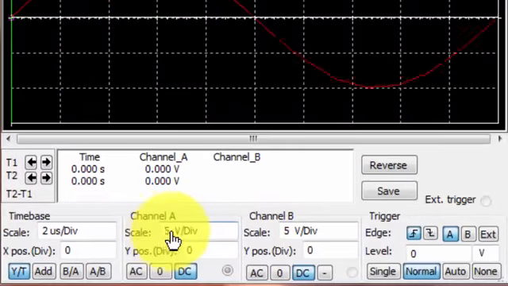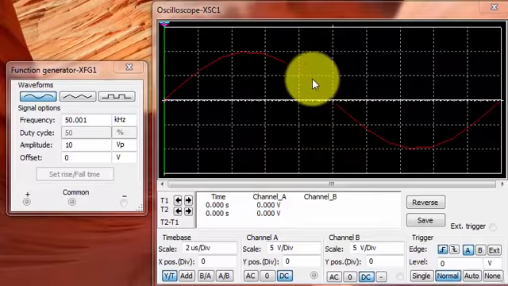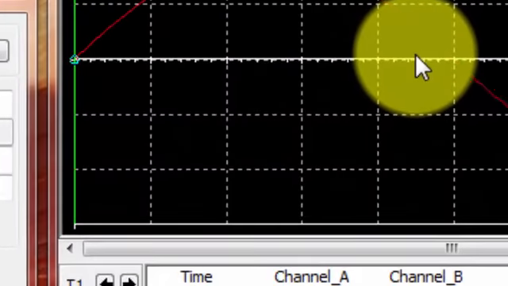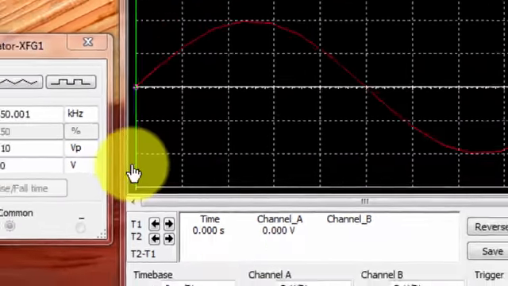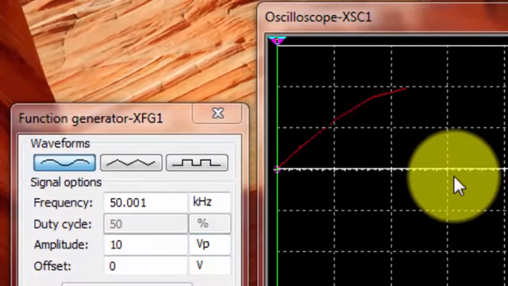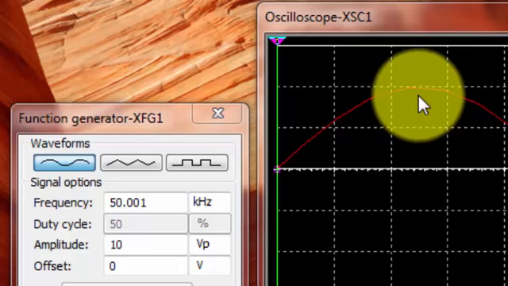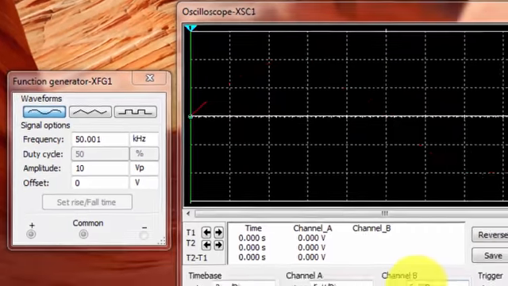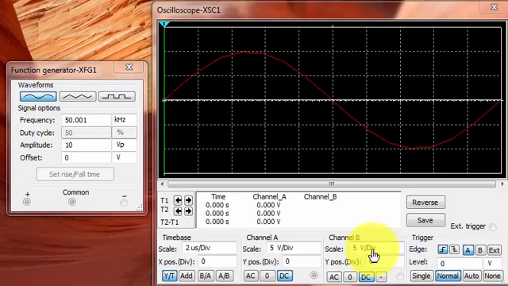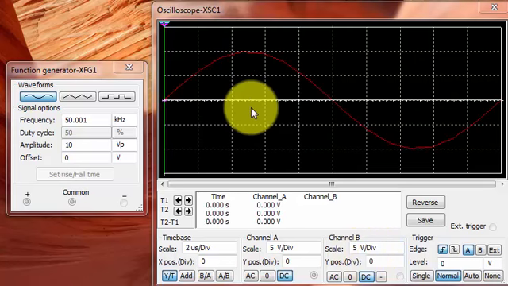It has a scale of 5 volts per division. So each division here is supposed to measure 5 volts. So in the function generator, we have 10 volts peak. And in this case, we have two divisions times 5 volts per division. The divisions cancel out, leaving us with 10 volts peak.